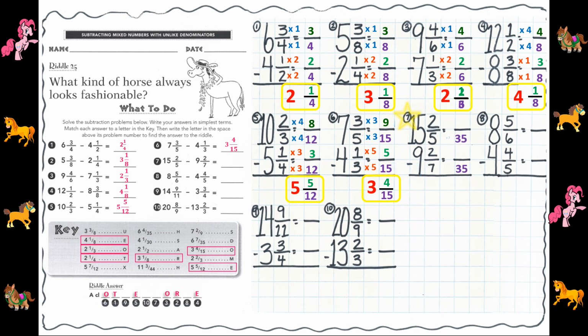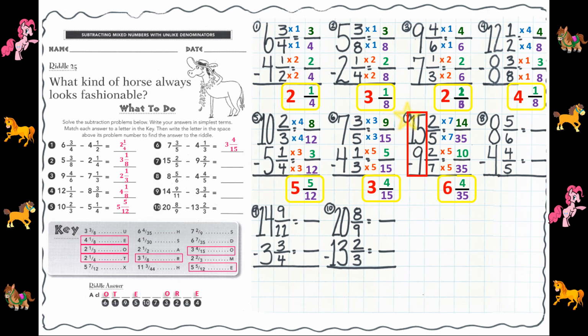So 5 times 7 is 35. 2 times 7 is 14. 7 times 5 is 35. 2 times 5 is 10. My denominator is 35, and 14 take away 10 equals 4. 4/35 cannot be reduced. 15 take away 9 equals 6.